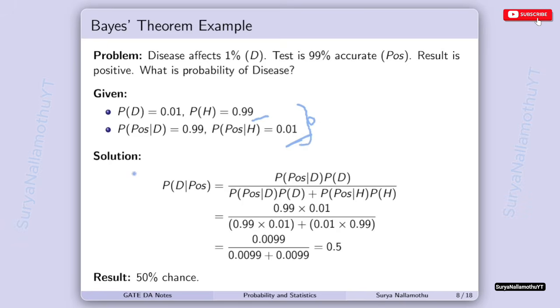So finally, how to solve this? For finding the solution we are using the Bayes theorem in this case. In Bayes theorem, we need to find the disease given positive. What is the probability of disease? It is nothing but disease given positive. We need to find this. So this is the result we need. By applying these terms into this formula, we got the result. So it means that there is a 50% chance. The probability of disease is a 50% chance.